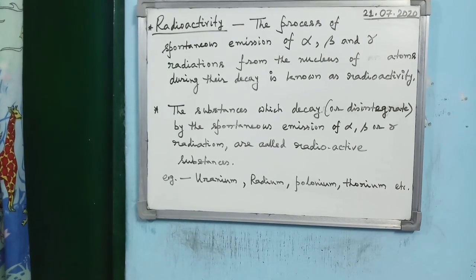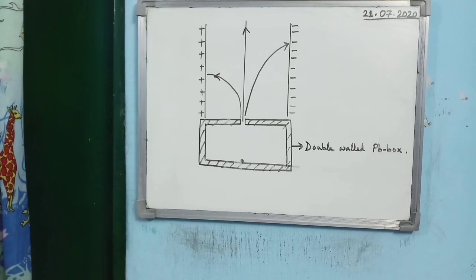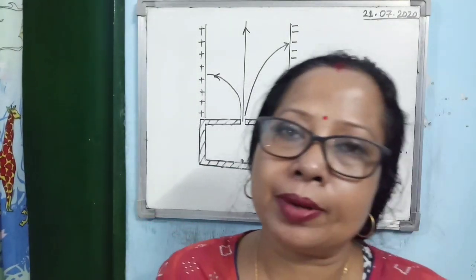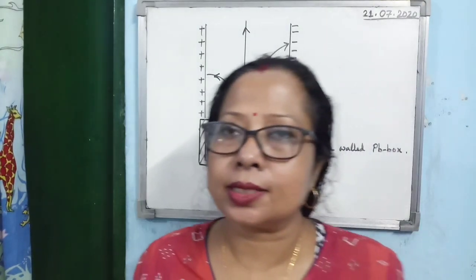Now how can you find out what the alpha, beta and gamma radiations are? Rutherford demonstrated it by a very nice experiment, and this experiment is also very important exam-wise, so try to understand it.